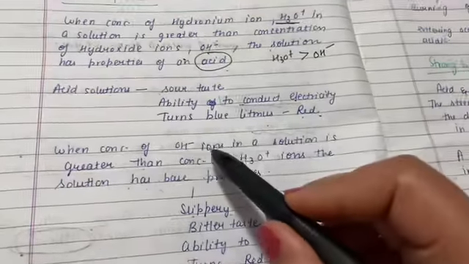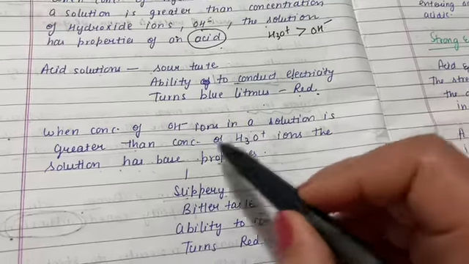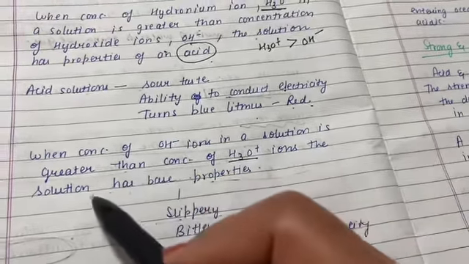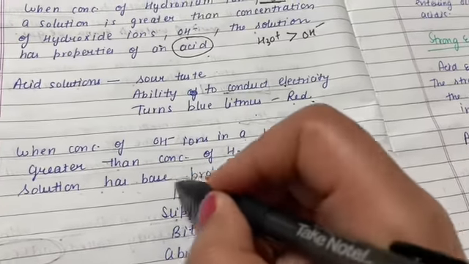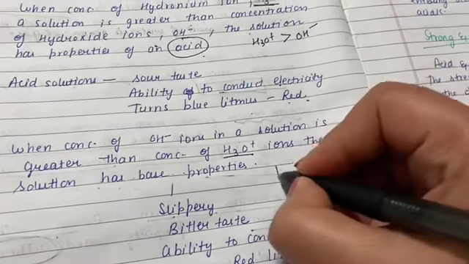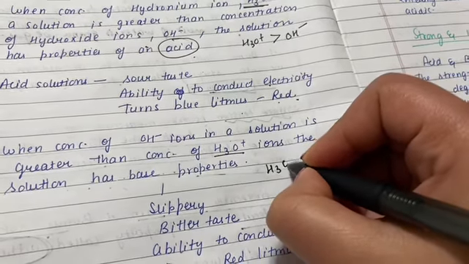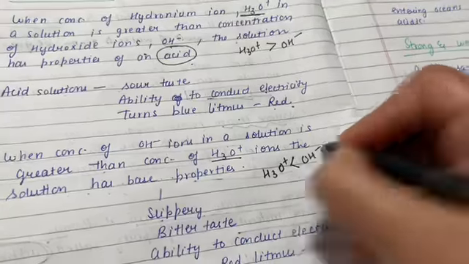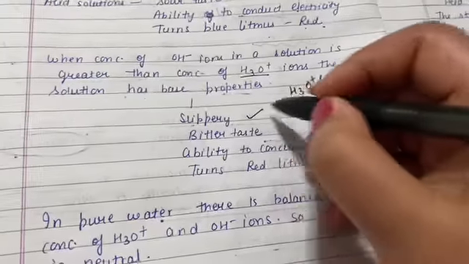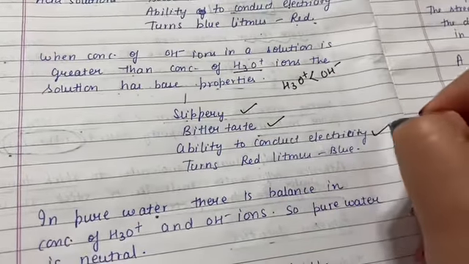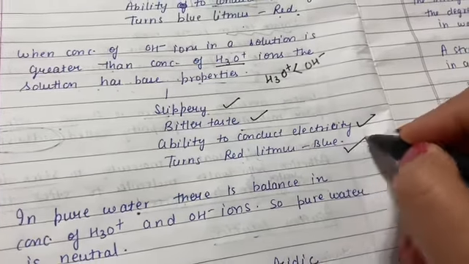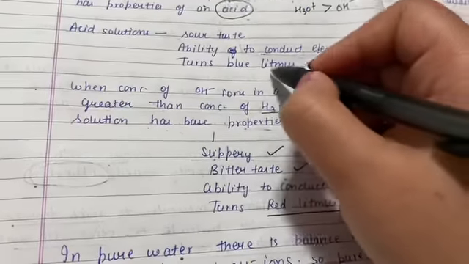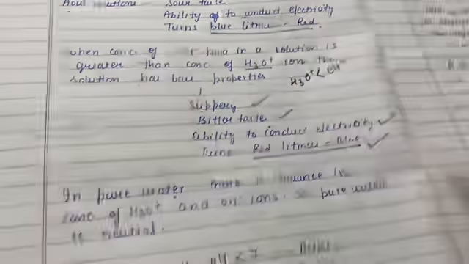When the concentration of OH- ions in a solution is greater than the concentration of H3O+ ions, the solution is basic in nature. If H3O+ is less than OH-, the properties are slippery, bitter taste, ability to conduct electricity, and turning red litmus paper blue. So bases turn red litmus paper blue and acids turn blue litmus paper red.